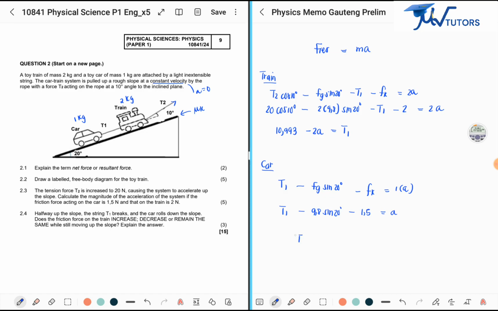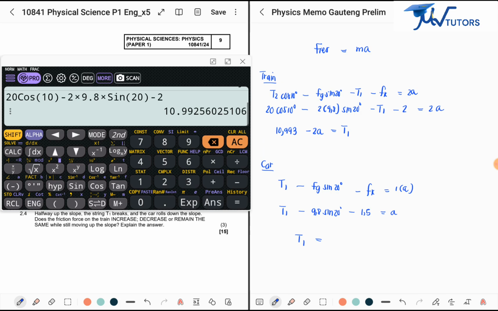I'm going to now say T1 is equal to 9,8 sine 20 plus, because when it goes to the other side it will be plus 1,5. It's 4,85. Let me round it up to 3 decimal places: 4,852, and then plus the acceleration.